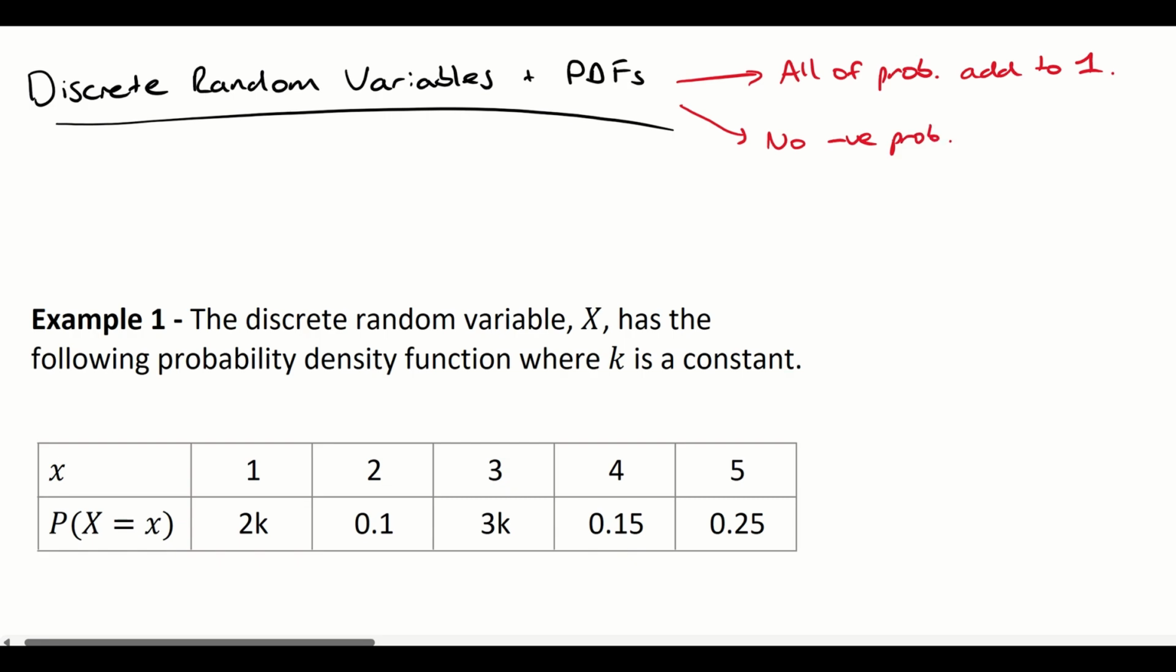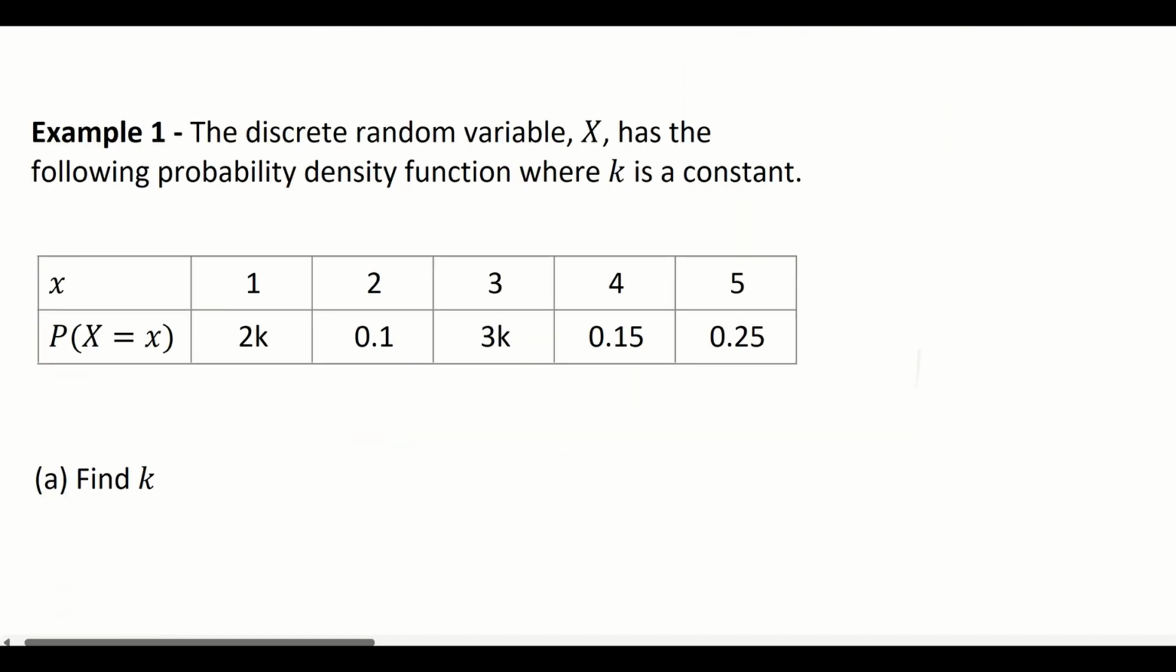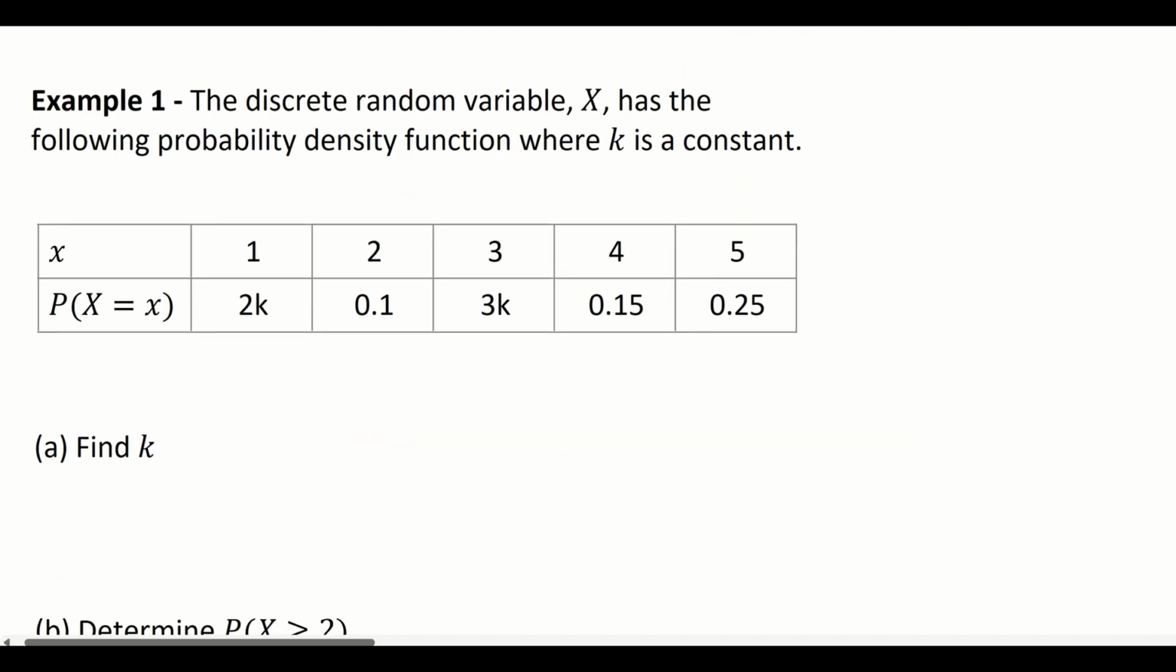make any sense. What we're going to do in this video is take a look at some slightly harder examples, but using all of the same concepts which we looked at previously. So we've got a first example here. The discrete random variable x has the following probability density function where k is a constant. And we've got the distribution table down here, and we need to find k.